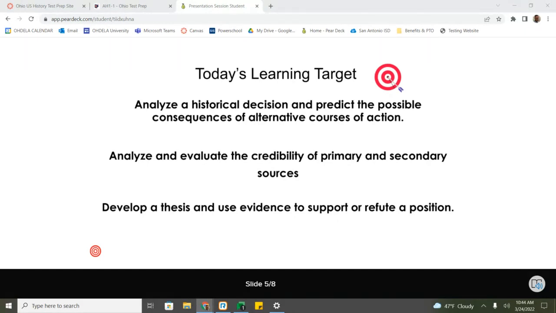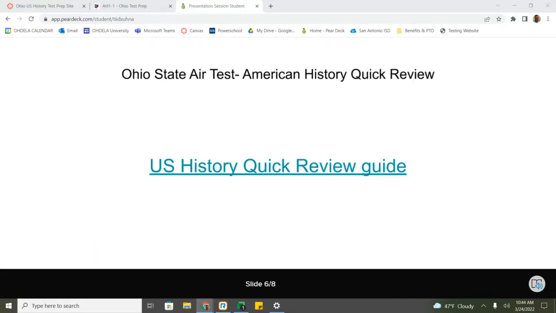Analyze and evaluate the credibility of primary and secondary sources. If you were with me at the end of last semester, we did a lot of this like the last 2 weeks. We looked at different kinds of sources. And develop a thesis and use evidence to support and refute a position. If we get to it, we can.